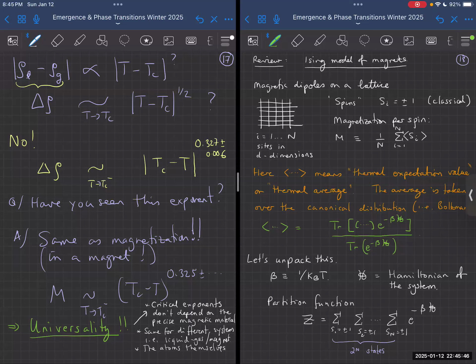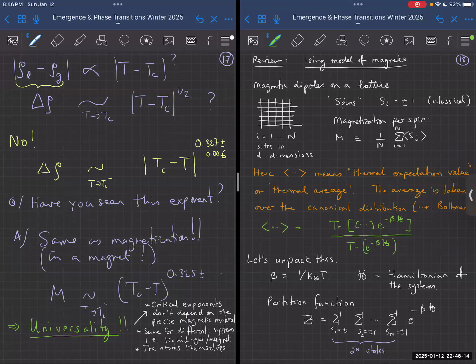Now, what I've written here is Tr, which we call trace. And let me just unpack what that means. When I write down the trace of something, it may suggest to you a matrix, and indeed that's where the term comes from. But what it really means here is that you sum over all possible values of the states of the system. So let's have a look at the denominator here. That denominator we call the partition function. It's given the symbol Z.